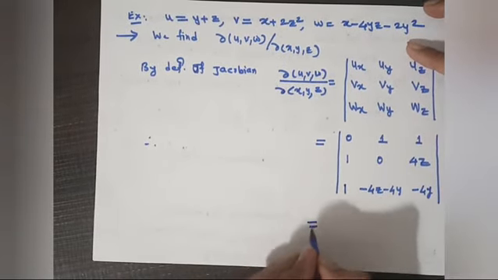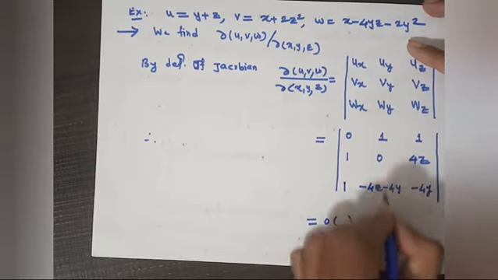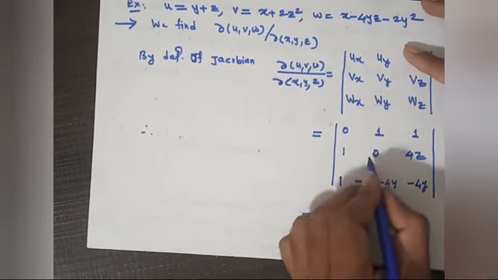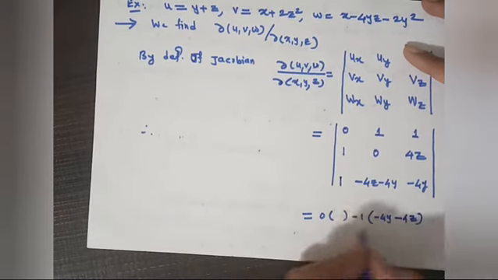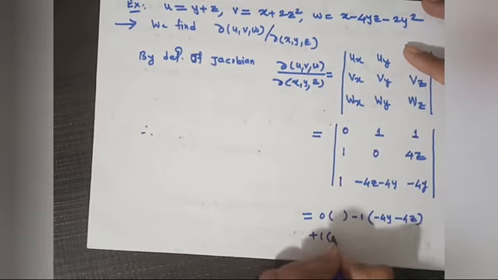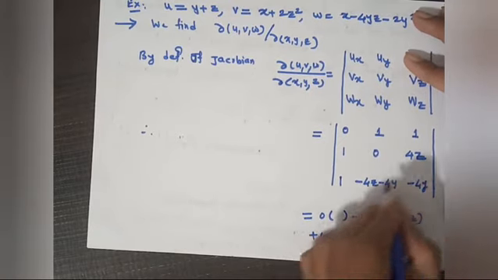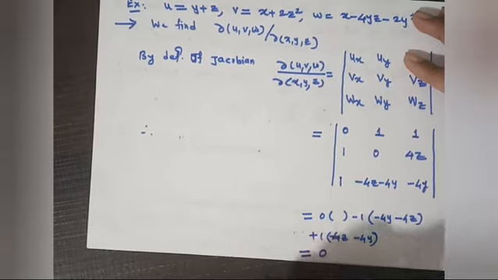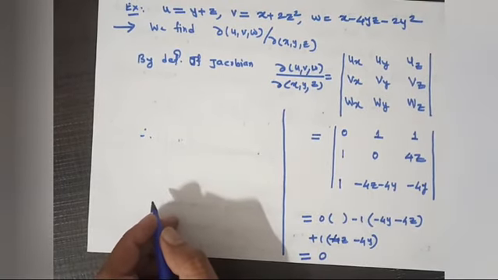determinant. Solving this determinant, we get 0. And 0 into this, this term becomes 0. Minus 1 into, it is minus 4y into the product of this. Minus 4y into minus 4z plus 1 into the product of this, minus 4z minus 4y, and if I simplify this we get 0 as the answer. Definitely the Jacobian of UVW with respect to XYZ is equal to 0.